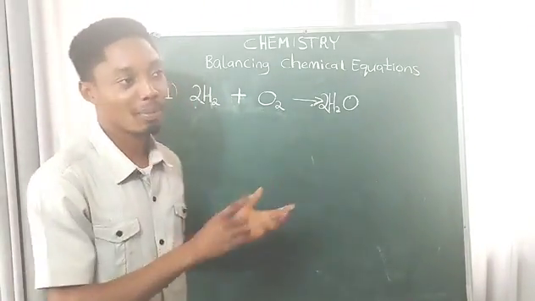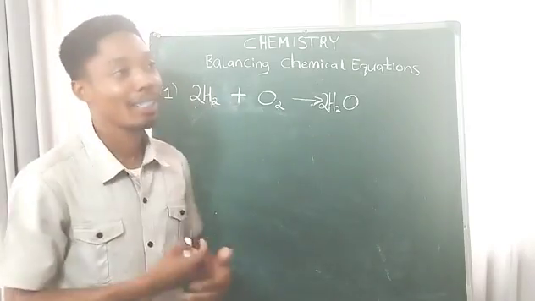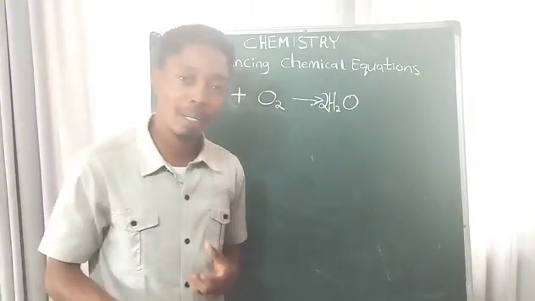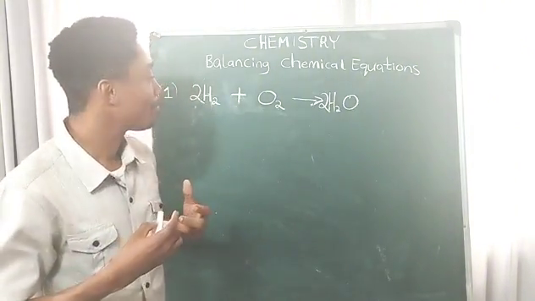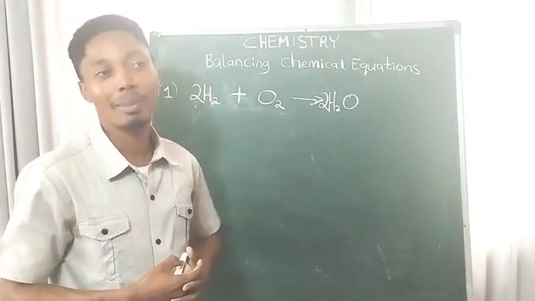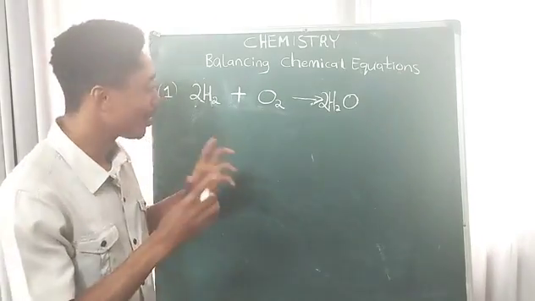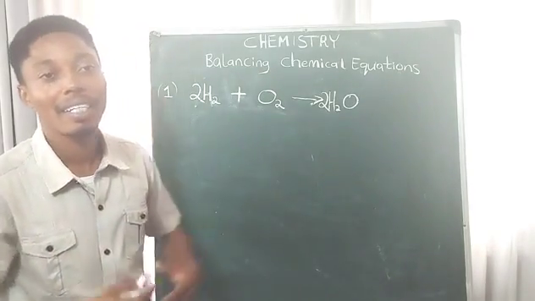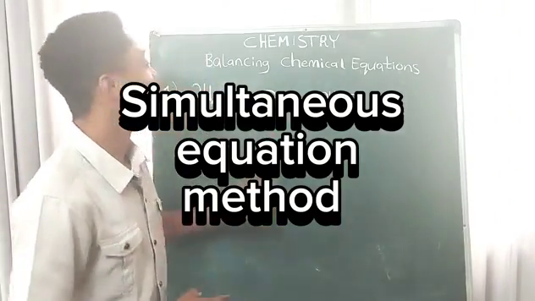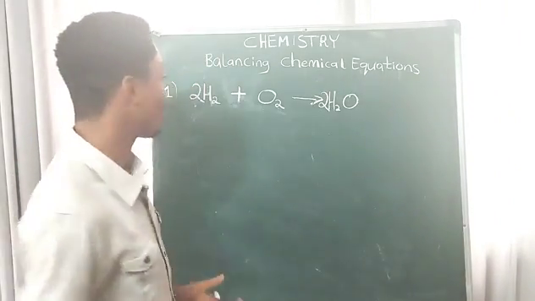All right, this is a very simple trial and error method of balancing simple chemical equations. Now, when we are looking at a complex chemical equation, using this trial and error method could be a bit difficult. It could be cumbersome. So I would love to introduce to you the simultaneous equation method of balancing chemical equations. Very simple, quick and simple.